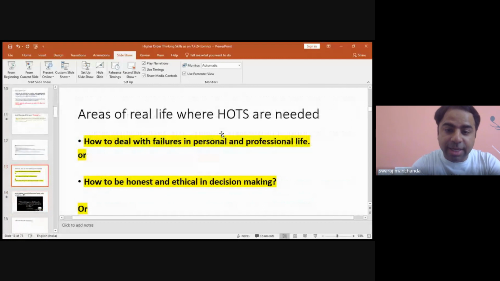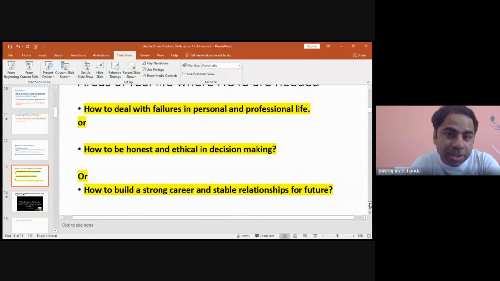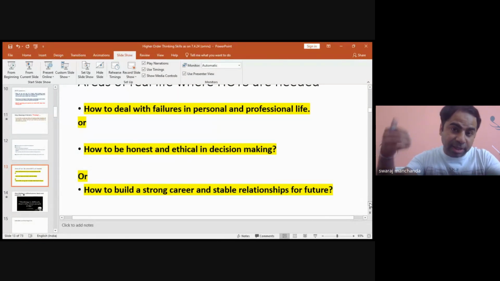And these are some real areas of life where we need to think as professionals, how we can face failures in personal and professional life. HOTS will help in overcoming these questions also. How can we be honest and ethical in decision making? How can we build a strong career and stable relations? We need higher order thinking in these questions also. We as teachers need thinking for ourselves also.